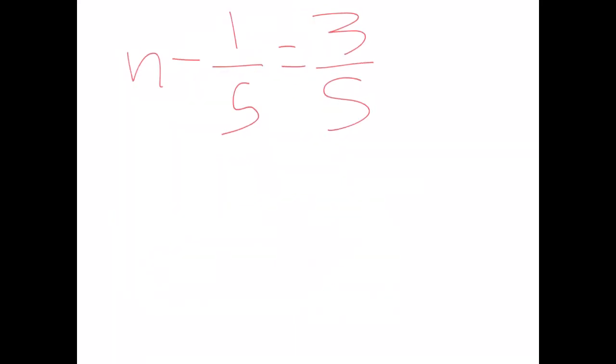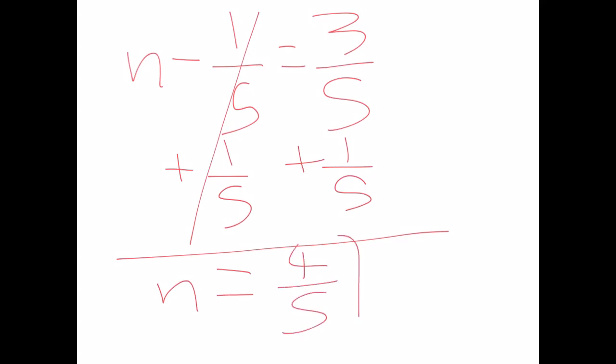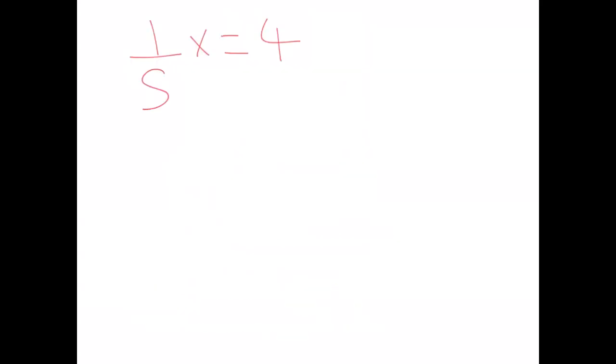This equation is subtraction, so we're gonna add 1.5 on both sides. 3.5 and 1.5 equals 4.5. So n equals 4.5. This equation is multiplication.